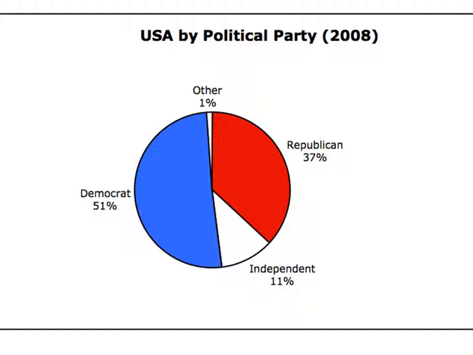This is a pie chart showing the political parties' membership in 2008, looking at all Americans. On the left, you see 51% of Americans recognize themselves as being Democrats, 37% Republican, 11% Independent. There are other parties, for example, the Libertarian Party, the Green Party, the Socialist Party. They make up a very small percent.